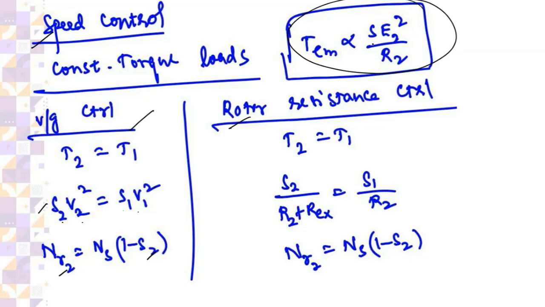Similarly, the rotor resistance control technique also, S2 divided by, here the voltage is maintained as constant in this case. So only we are changing resistance. So from this one, you can calculate slip 2. And once you calculate slip 2, you can calculate the rotor resistance, the rotor speed.